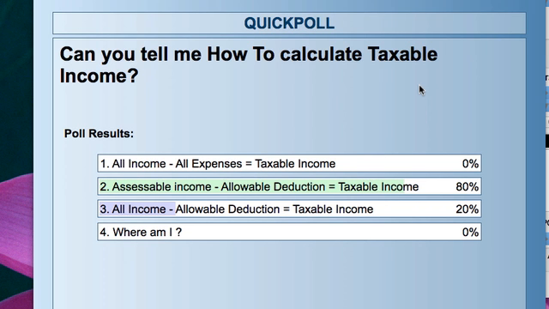So it's assessable income less your allowable deduction. It's your taxable income. So you're all listening to me. I'm happy.